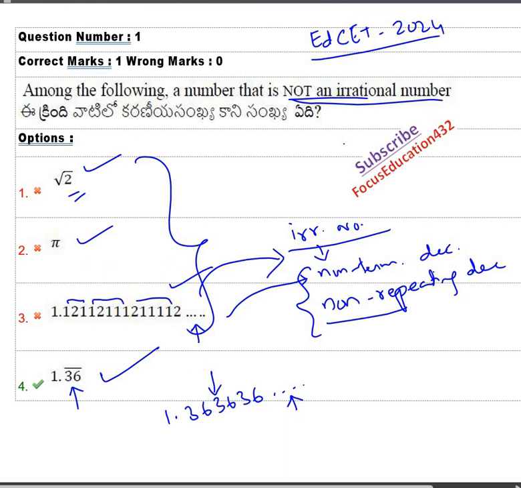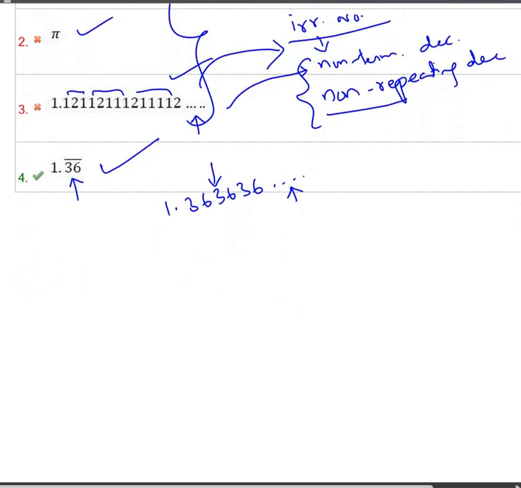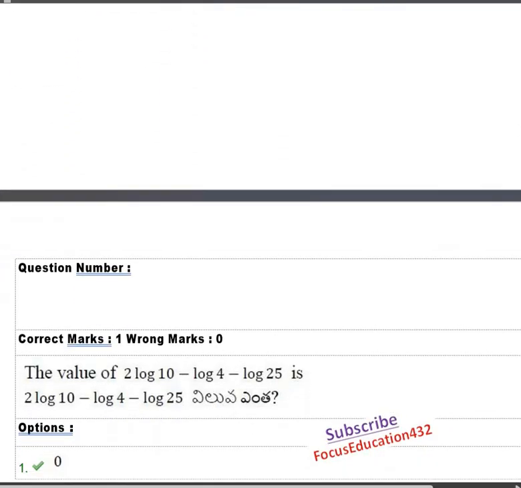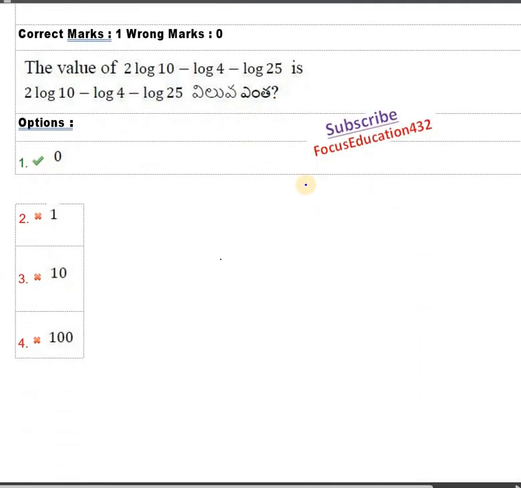Now the second one. Question number 2. The value of 2 log 10 minus log 4 minus log 25. Right. So here first we have to understand, if the base is not given, it is base 10. So it is like this. Here bases are not given for any of them. That is by default base 10.